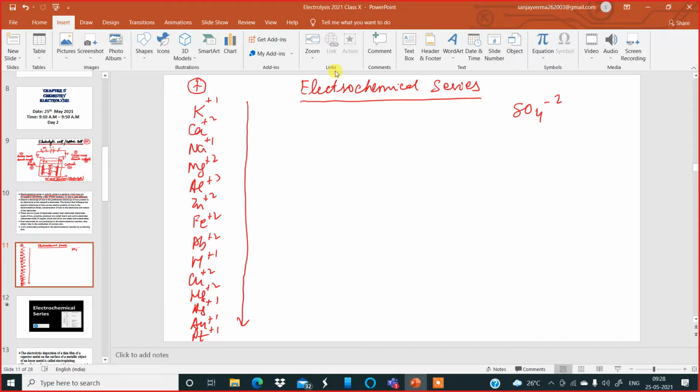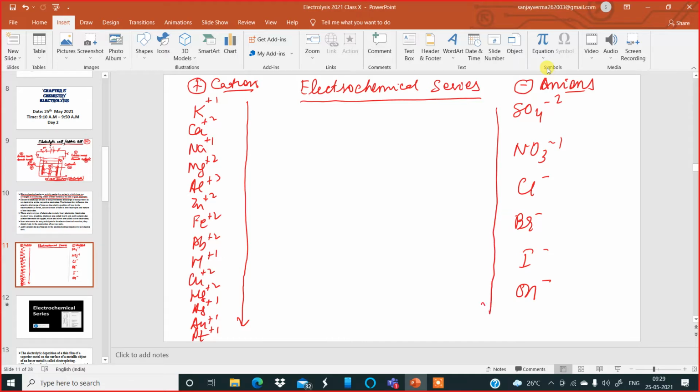The first one is sulfate, nitrate, chloride, bromide, iodide, hydroxide. Now these are the negatively charged ions, and the negatively charged ions, we know, are called anions. The positively charged ions are called cations. Cations carry positive charge, anions carry negative charge. So this order you must memorize.